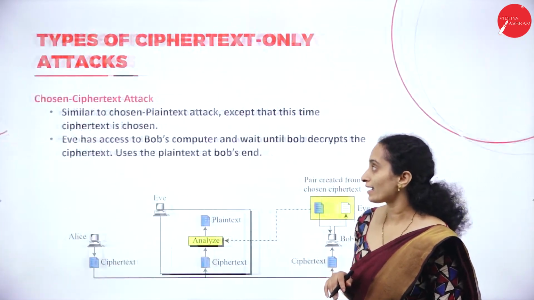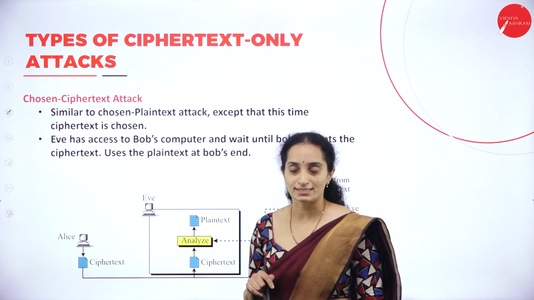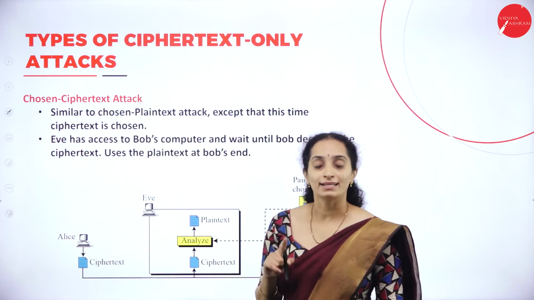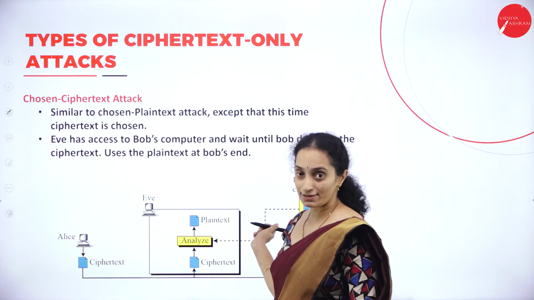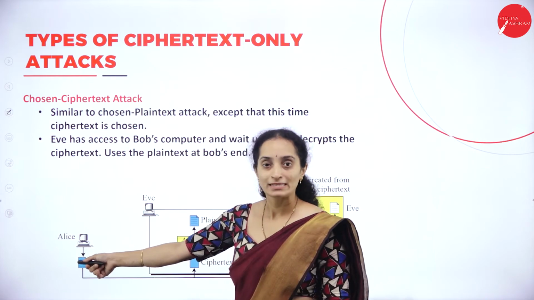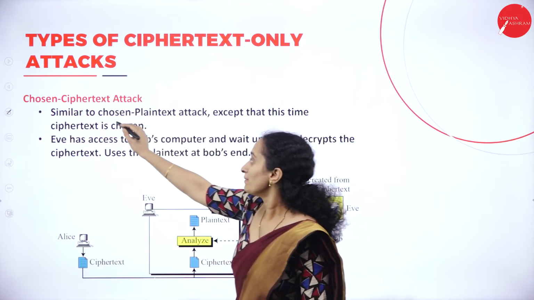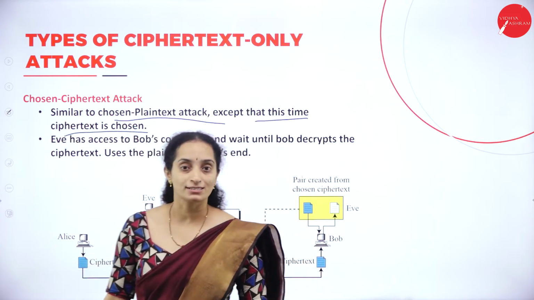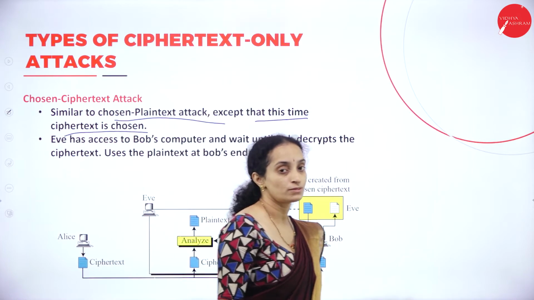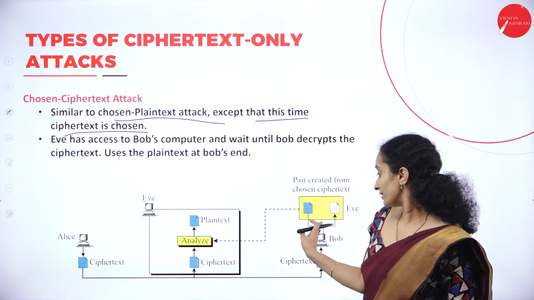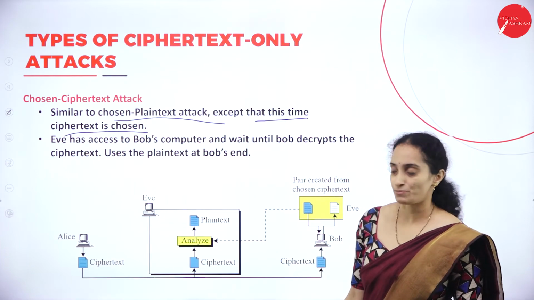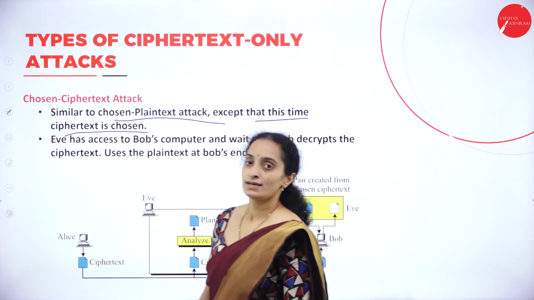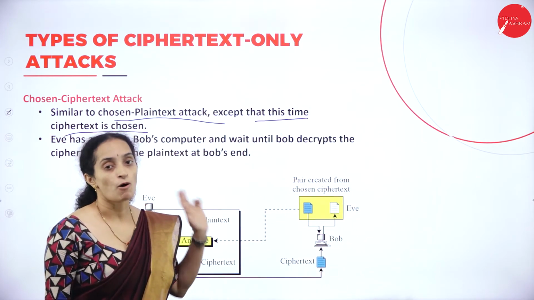Another kind of attack is the chosen ciphertext attack. Now, this time it is ciphertext, not the plain text, and the attack is on the receiver's computer, not on the sender's computer. It is similar to the chosen plain text attack, except that this time the ciphertext is chosen. She gets the ciphertext with the help of the receiver's computer, or in this example, Bob's computer. Eve somehow gets access to Bob's computer.